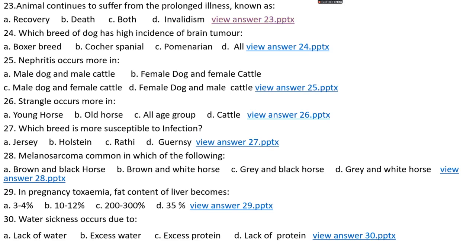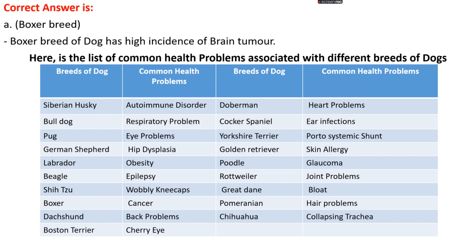Okay. Question number 24. Which breed of dog has high incidence of a brain tumor? Option A, boxer breed. Option B, cocker spaniel. Option C, Pomeranian. Option D, all. The right answer is option A, that is boxer breed. Boxer breed of dog has high incidence of a brain tumor.